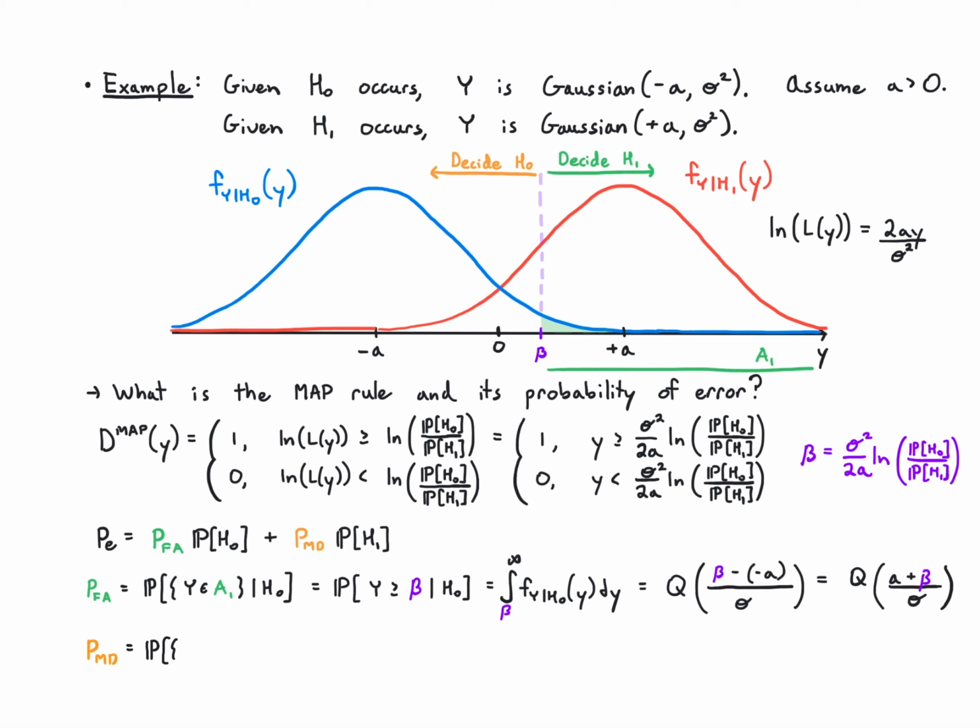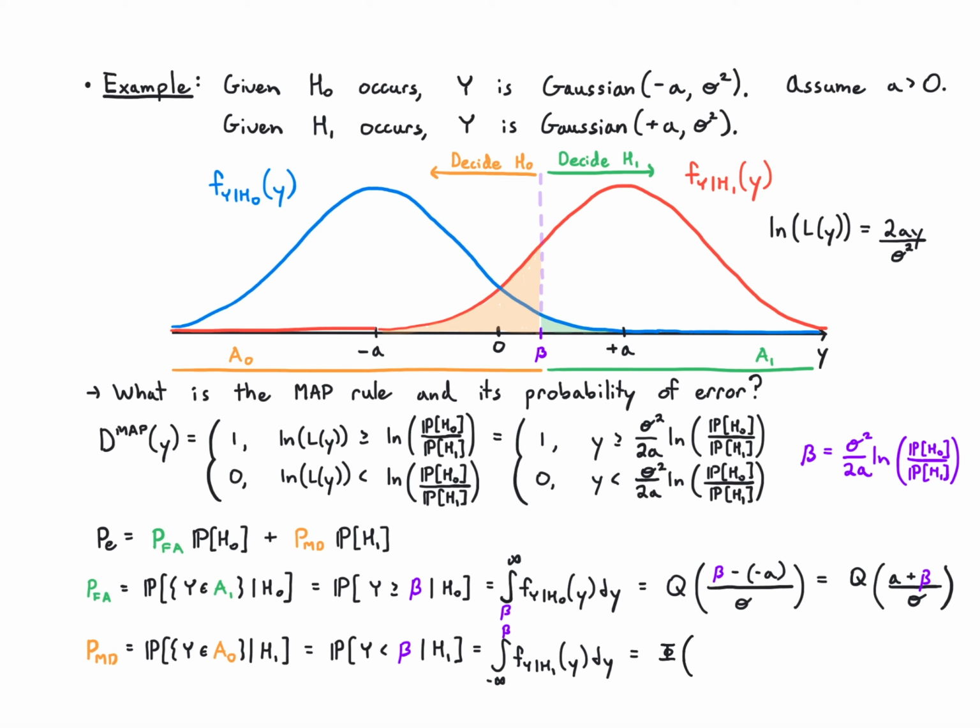Okay, and for misdetection, that's when y falls into the decision region for 0. That's this orange region, right? The orange region is less than beta, and that's when y is less than beta under H1. So I integrate from minus infinity up to beta the conditional PDF of y given H1, and then I get this big orange region under the curve. And so that ends up being the phi function of beta minus a over sigma.